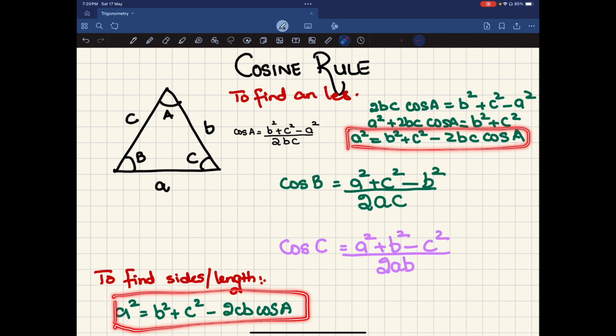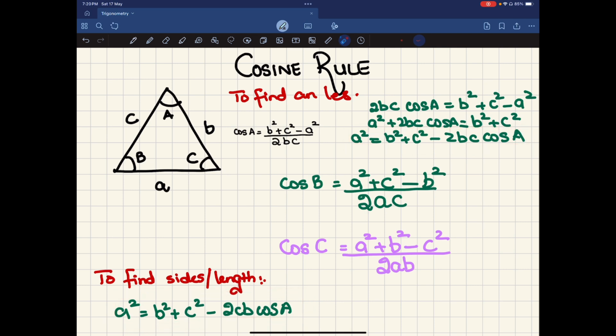Okay. So as a student, to be very honest, I never memorized this formula. I just memorized this one, and not even memorized it. I understood how this formula was formulated. And then, even if I had to find a length, I would just plug values into this formula and then make A the subject.